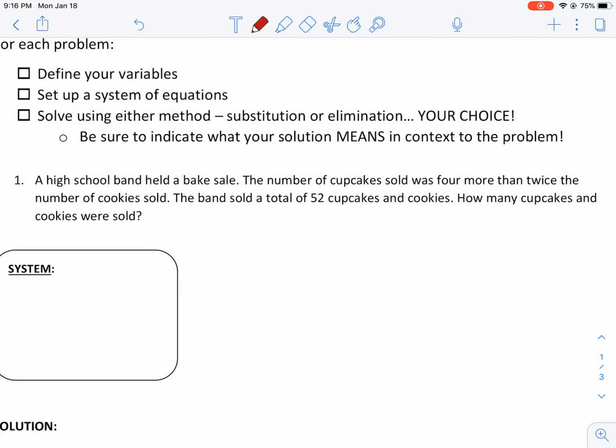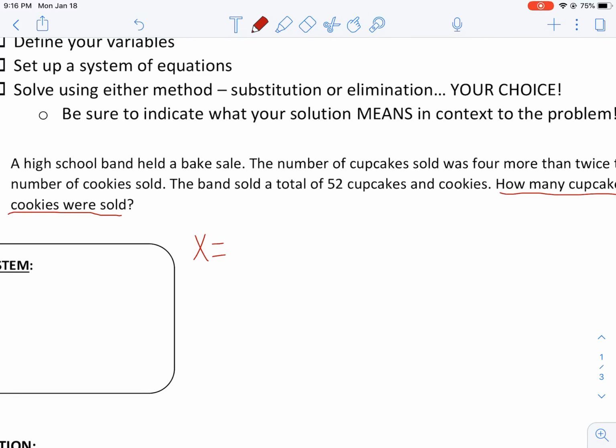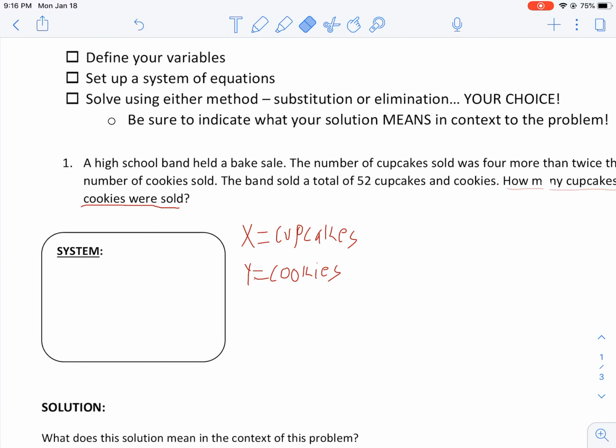Okay. So the first thing that you want to do is define your variables. When we're talking about defining our variables, we've got our X and our Y variable. What do those things represent? It's usually going to be told in the last sentence, which is that one right there. Those are clearly the two things you're trying to find. So we could do X equals cupcakes, and Y equals cookies. And that's going to be helpful for us because it's going to help us set up our equations.